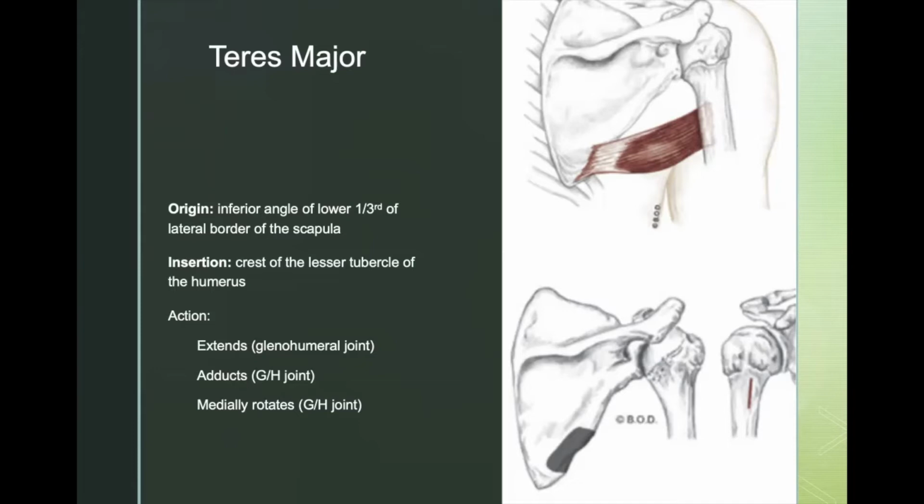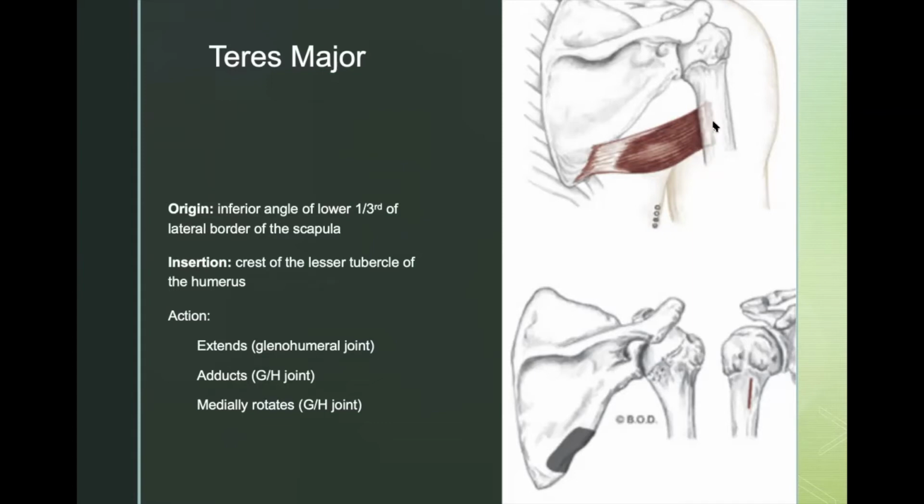So the teres major, it attaches over here onto that inferior angle of the lower third of the lateral border of the scapula. And then it comes to the anterior portion of the humerus. So this is kind of like a see-through vision that they're giving us here. And it attaches onto the crest of the lesser tubercle of the humerus. So this is going to cause internal rotation because it's going to pull that bone and rotate this anterior attachment point toward this more posterior attachment point.